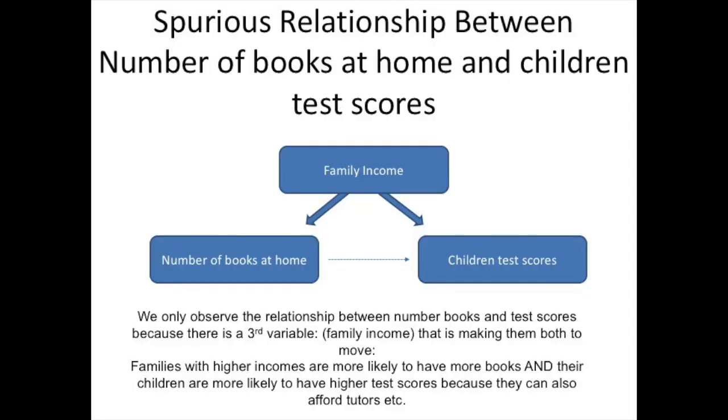Other researchers say that the third variable in this relationship could be family income. Families that have higher income tend to have more books at home, and families that have higher income tend to have their children score better in tests because they have other resources like tutors, better schools, and so forth. So if we cannot rule out the possibility that there is a third variable that is explaining movement in these two variables, then we cannot say that there is a causal relationship between the two.